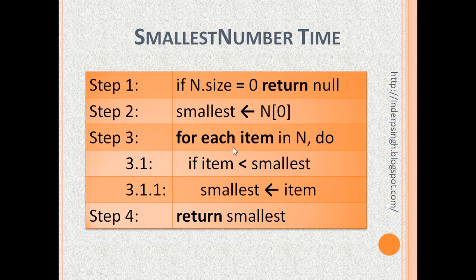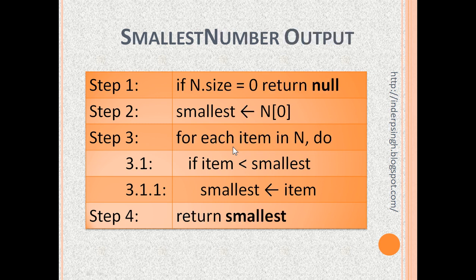If n is a large list of numbers, this algorithm will spend most of its runtime in step 3 only, because it has to go through each and every item in that large list of numbers. This algorithm produces an output. The output is null if n is an empty list, else it produces the output which is the smallest number in the list. You can test this algorithm by taking a list of 4 or 5 numbers and see whether it finds the smallest number in that list or not.